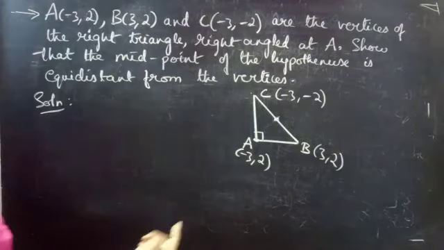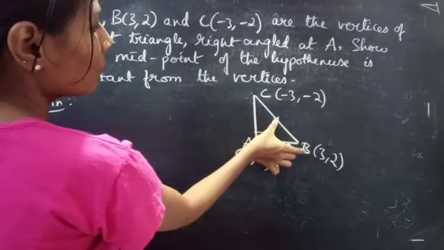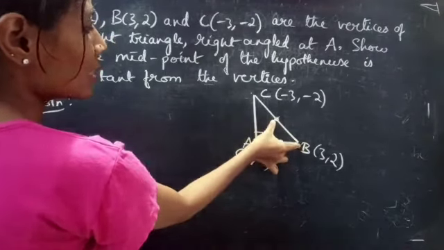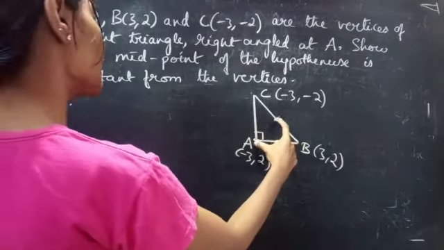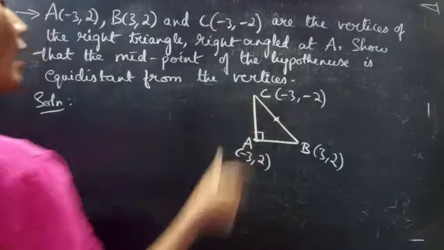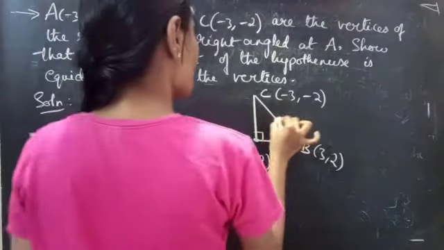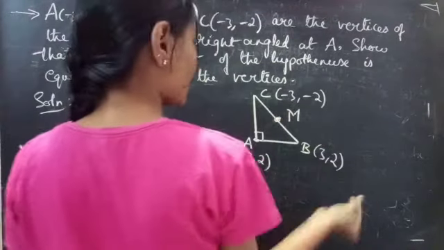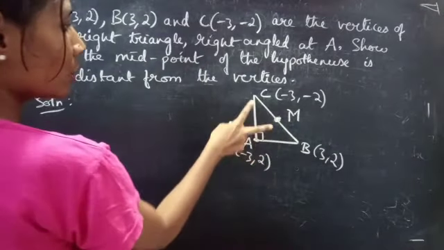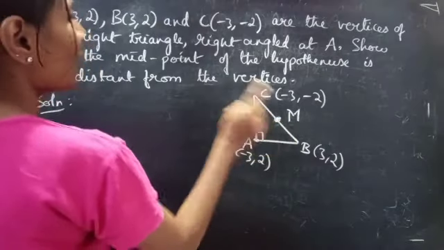So how many vertices we are having? A, B and C, right? So we have to show that the midpoint of BC is equidistant from A, B and C. Let me name the midpoint of BC as M. So here we have to show that CM equals AM equals BM.